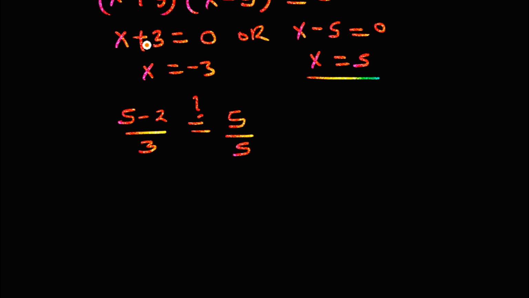So 5 minus 2 is 3, and that is over 3. And we want to see if that is equal to 5 over 5. So 3 over 3 is 1, and 5 over 5 is 1. So it means, therefore, that this solution is true. So you can take your time to check if x equal to negative 3 is a solution.